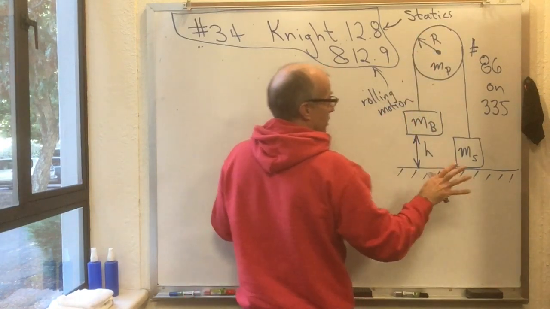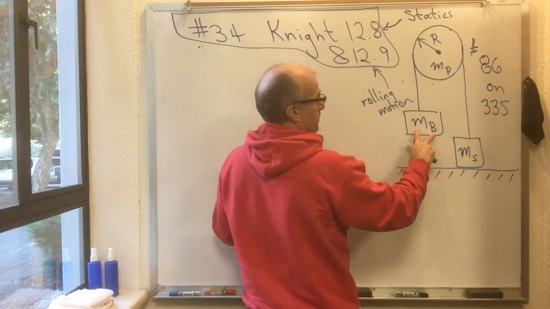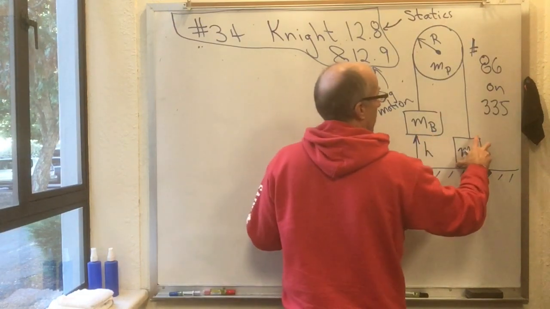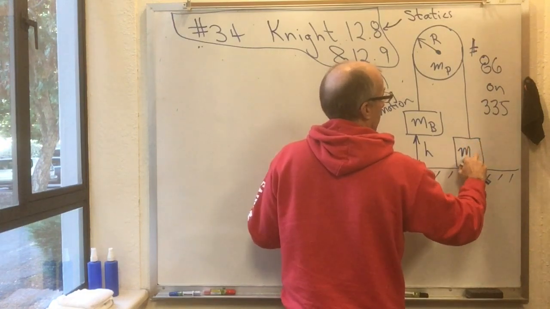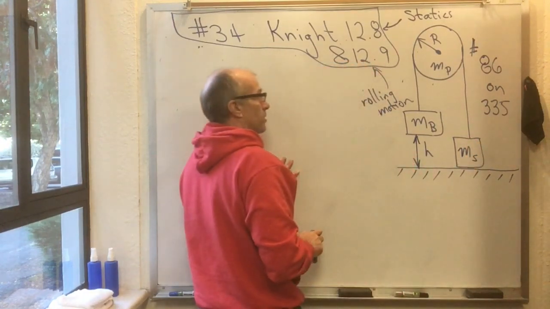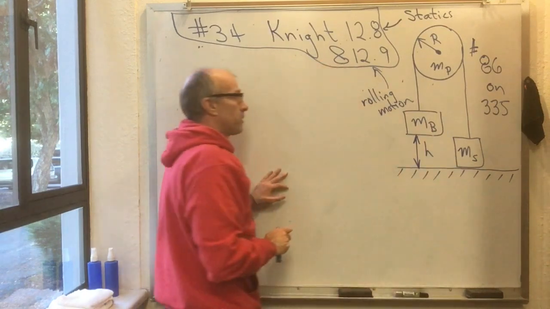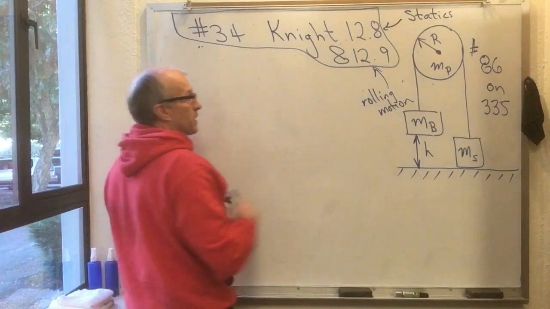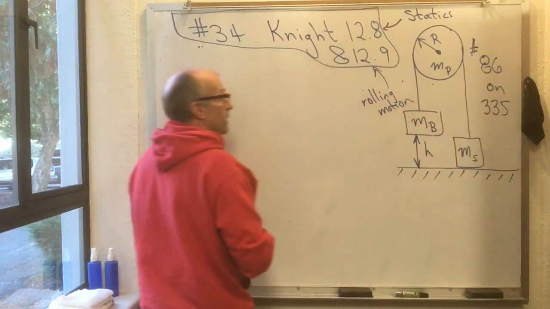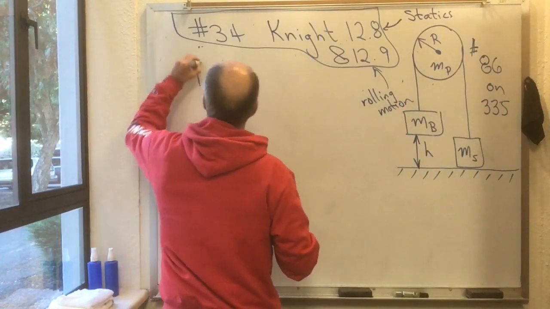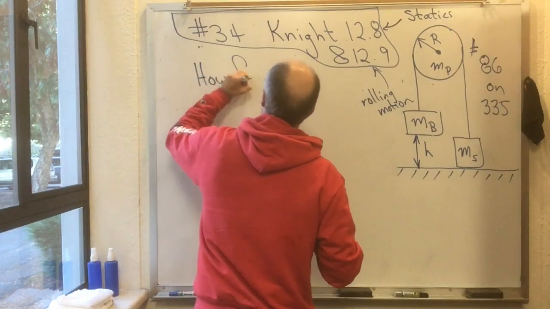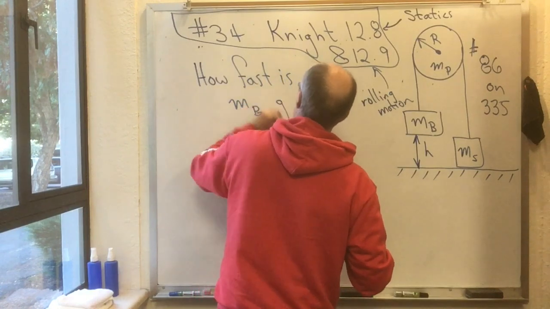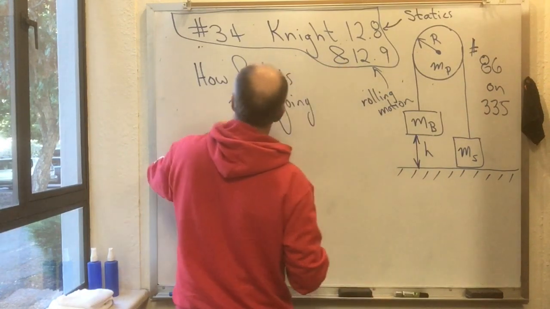And here, initially, we have a big mass, m sub b, which is h off the ground, and then we have a little mass, m sub small, which is currently sitting on the ground. And let me just ask a question, which is not actually the question that was asked in number 86 on page 335. Let me ask, how fast is m sub b going when it hits the ground?